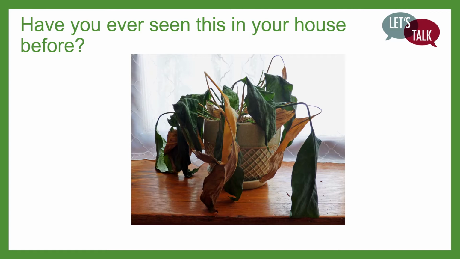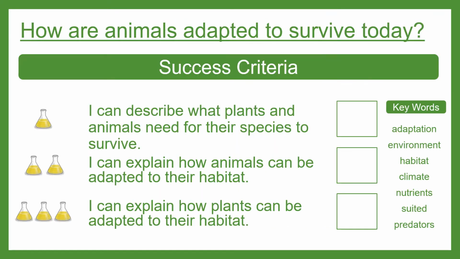Well done. So in order for animals to survive, they need food, they need water, they need to avoid being eaten, and they need to find a mate in order to reproduce and make more of itself. Well done. You've described what plants and animals need for their species to survive. Next, we're going to explain how animals can be adapted to their habitat.